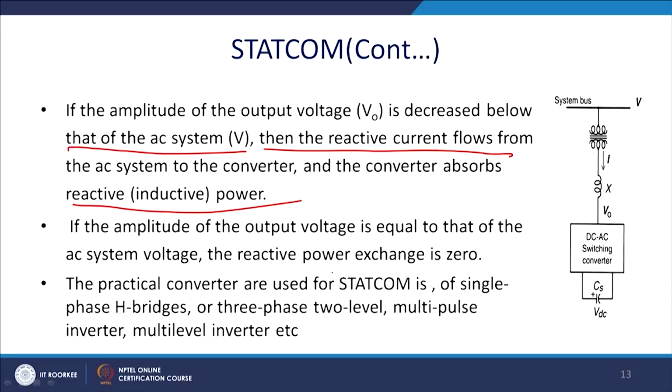The practical converters used for the Statcom are a single phase H bridge, or a 3 phase 2 level, or a multi-pulse or multi-level inverter, depending on the rating and size of the inverter. If it is connected to high voltage, then generally it is a multi-level inverter. It may be a cascade H bridge, which gives flexibility, and it may be a GTO based converter, so that can be a multi-pulse converter. So, many kinds of topology are possible here. Let us see what happens here.